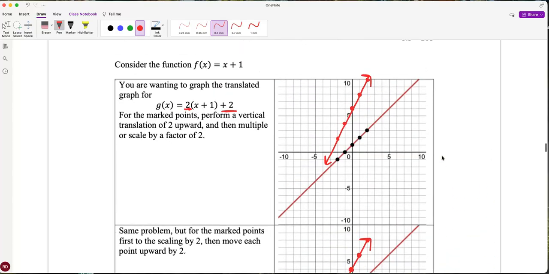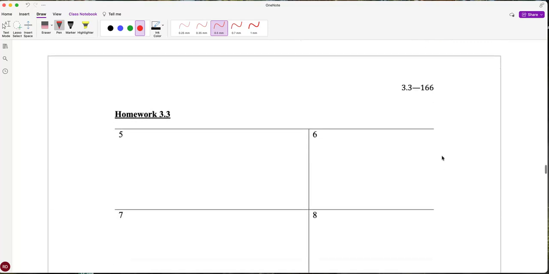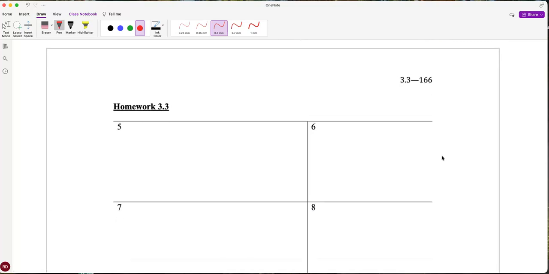So anytime you've got two things going on with a function, here's x plus 1, I'm doubling and I'm adding 2, multiplication comes before addition. So that's the one that you would do first. And that should lead us up into the homework for this particular section.